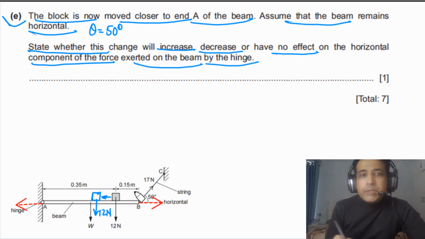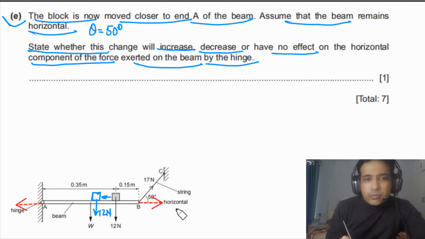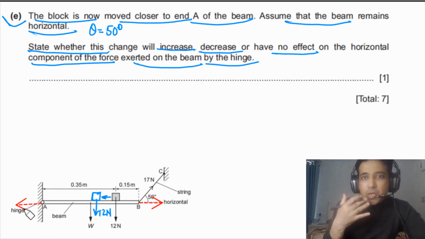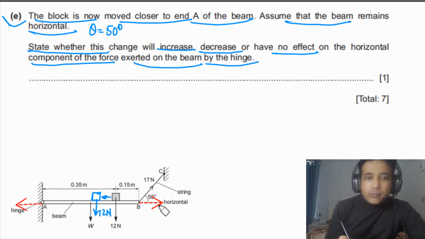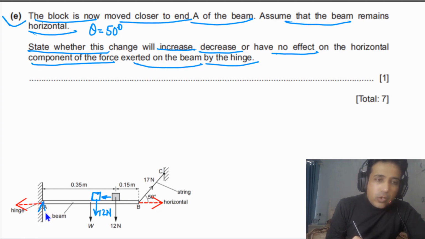Now the question is how we can figure out the effect on the horizontal component of the force exerted by the hinge on the beam. To figure that out, we can take moment about point A. So we will start taking moment about point A, and then we will try to figure out the effect on the horizontal component. So we will take moment about this point.